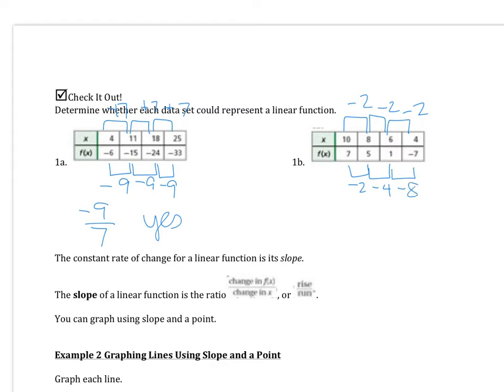In the second one, though, you take notice that the change of f of x is -2 over -2, but in the next set, it's -4 over -2. They do not equal, so that is no.